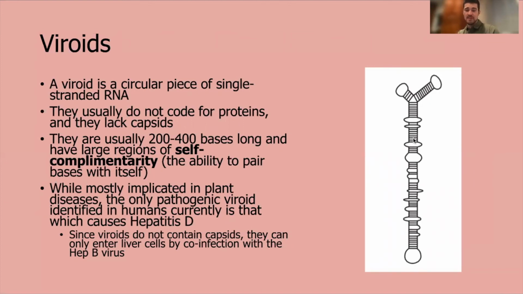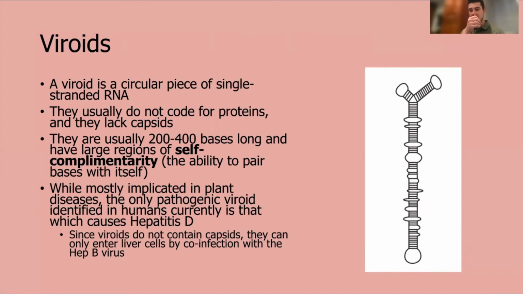So it's not completely paired with each other, and there are some regions over here and over here, obviously, where they're not complementary. So that's basically what a viroid looks like. They're mostly implicated in plant diseases. I think only recently there was one pathogenic viroid that was identified in humans, and it's the one that causes hepatitis D.